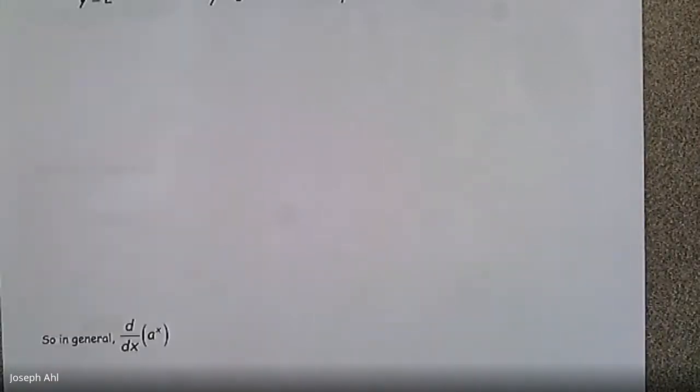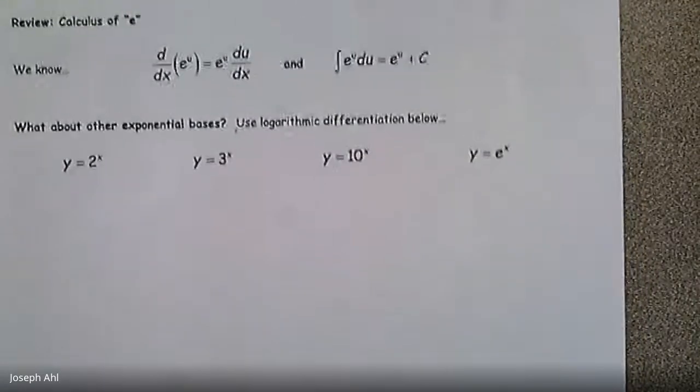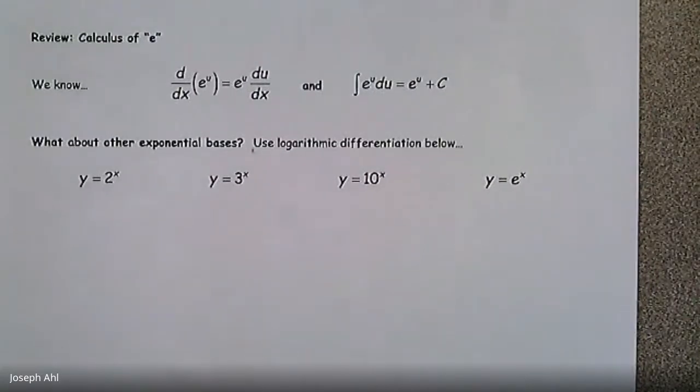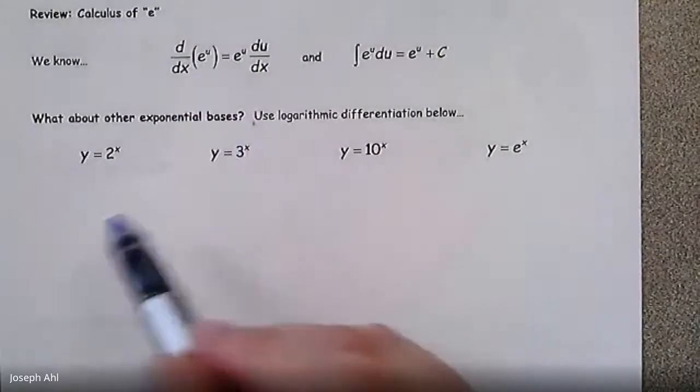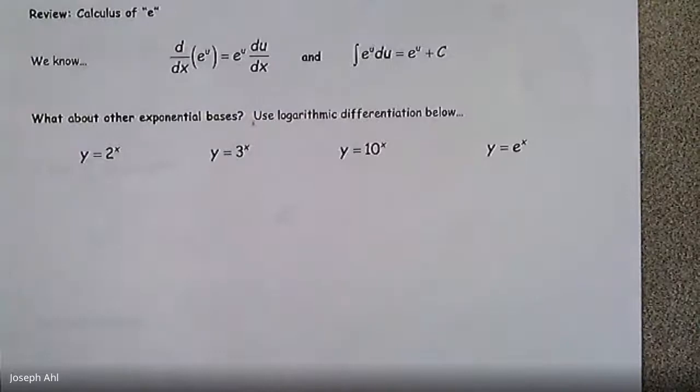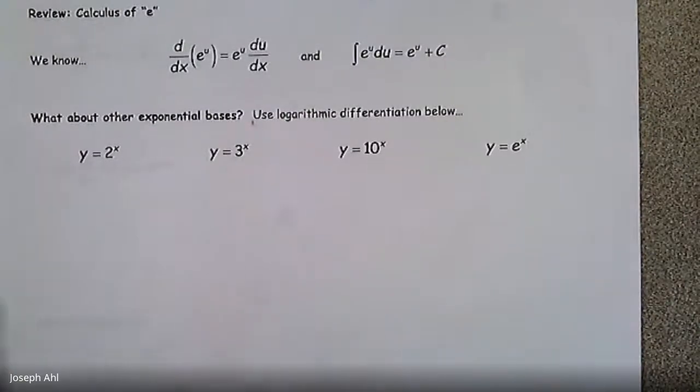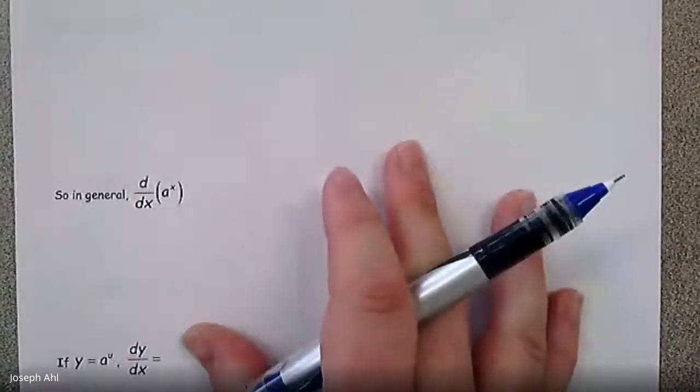And when we talk about the calculus of e, like we already know, if we're taking the derivative of e to the u with respect to x, we would have e to the u times du dx. And the integral of e to the u is e to the u plus c. So those are facts that we're very well aware of at this point. What I want to do is use logarithmic differentiation to find the derivative of each of these. And by the end, we'll have generalized the pattern for something of the form a to the x.